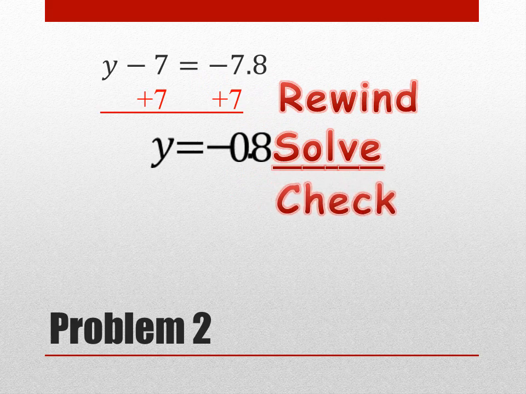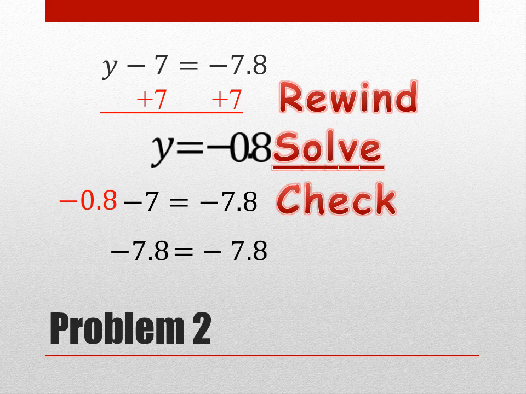So what I'm going to do is rewrite my original problem. Wherever I see a y, I am going to replace that with what y equaled originally, which is negative 0.8. So I have negative 0.8 minus 7. I'm trying to see if it's equal to negative 7.8. Negative 0.8 minus 7 equals negative 7.8, and both sides are equal, so that looks like it's correct. So this is true. All right, how about we try another one that looks a little different?